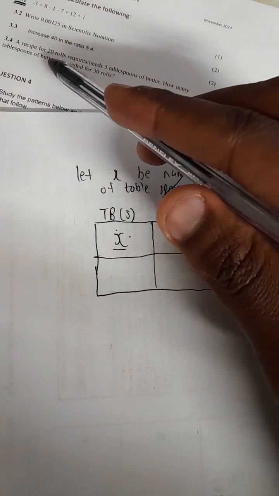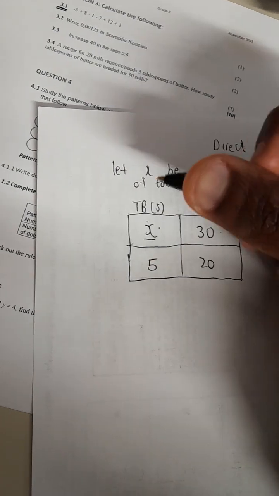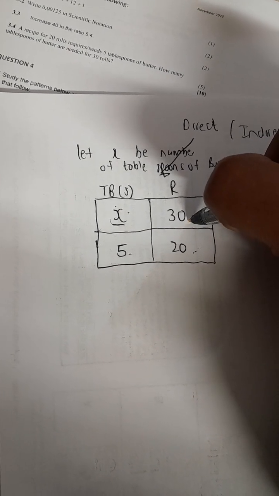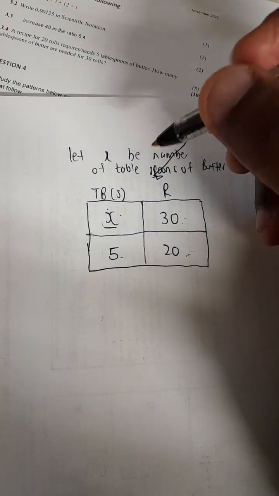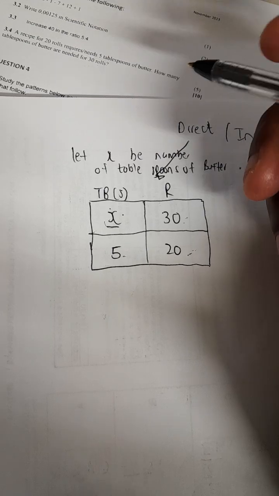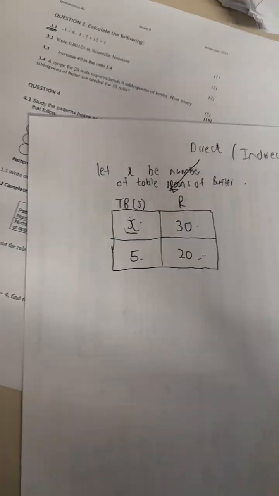But we are told that a recipe of 20 rolls requires 5 tablespoons. So we know that 5 tablespoons would help us make 20 rolls. But we don't know how many tablespoons we would have to get to make 30 rolls. So this table is good. It helps us set up what it is that we need to actually do here. So let us proceed.